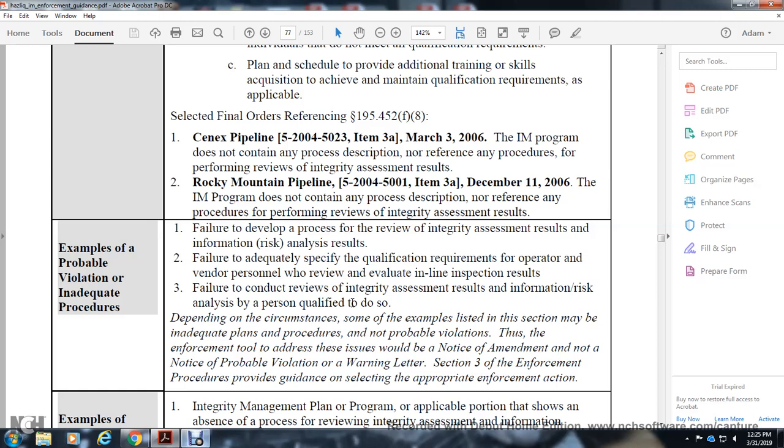Failure to adequately verify the qualification requirements of the operator's vendor personnel with the review of the evaluated in-line inspection results. Failure to conduct the review of the integrity assessment results and the information analysis by a person qualified to do so.